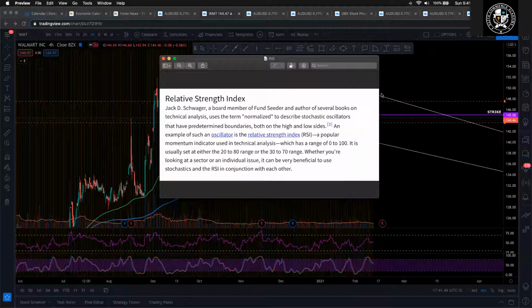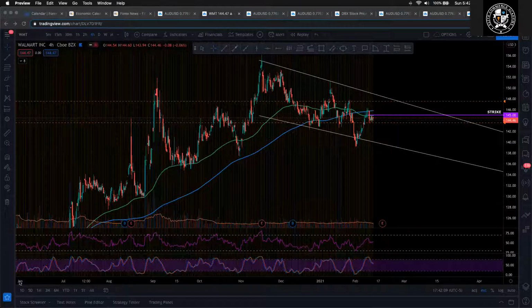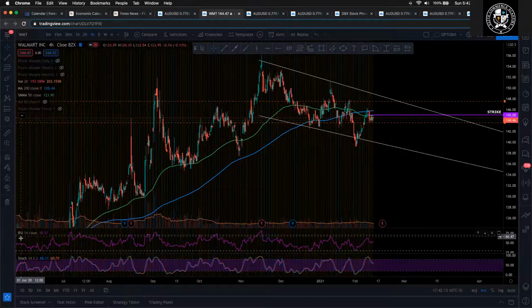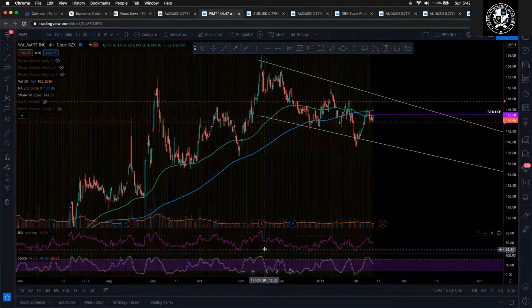An example of such an oscillator is the Relative Strength Index, a popular momentum indicator used in technical analysis, which has a range of 0 to 100. It is usually set at either the 20 to 80 range or the 30 to 70 range. Whether you're looking at a sector or an individual issue, it can be very beneficial to use stochastics and the RSI in conjunction with each other. So basically what I do is I use the stochastic and the RSI in conjunction with each other.